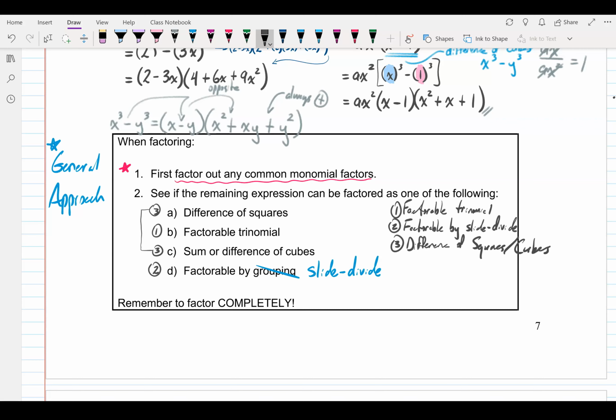Okay, so these are my 3 pieces of advice. That's the order that I would try to figure it out in. From factor a trinomial, that would mean if you have a equals 1, factorable by slide divide, that's when a is not 1, the leading coefficient is not 1. And the third case is when you have difference of squares and cubes. So if you have x squared minus y squared, or x cubed minus y cubed, x cubed plus y cubed.